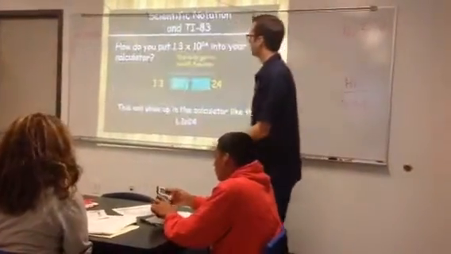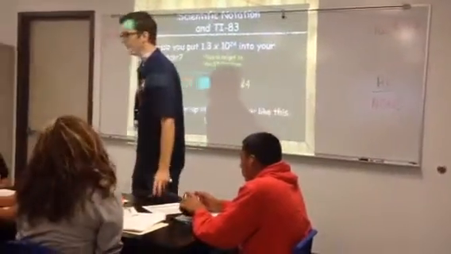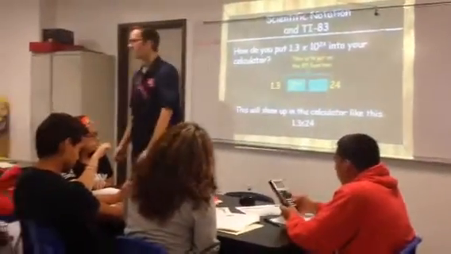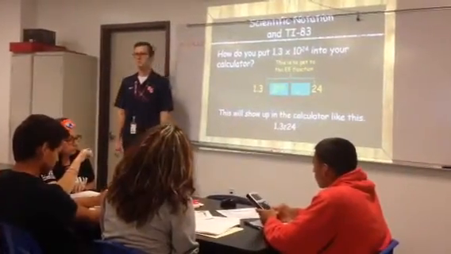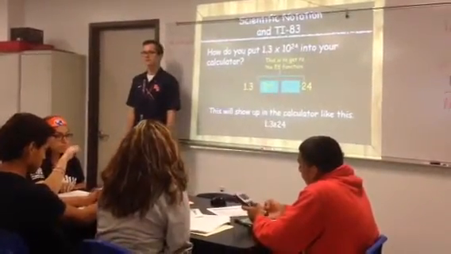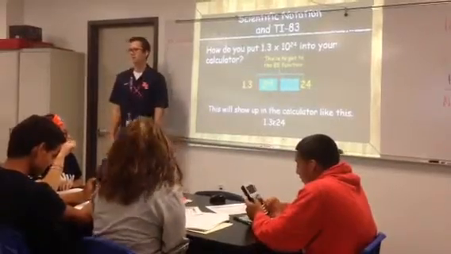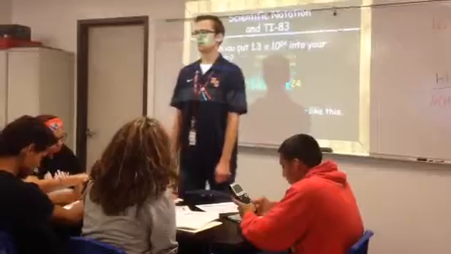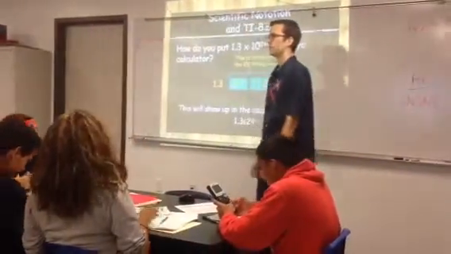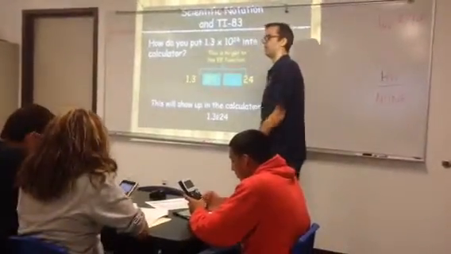Okay. To put this number in on a TI 83 or 84, you're going to type in these numbers. Ready? 1.3. Type in that number. 1.3. Yeah. Hit the second button. Comma. The comma's above the 1. Second comma.